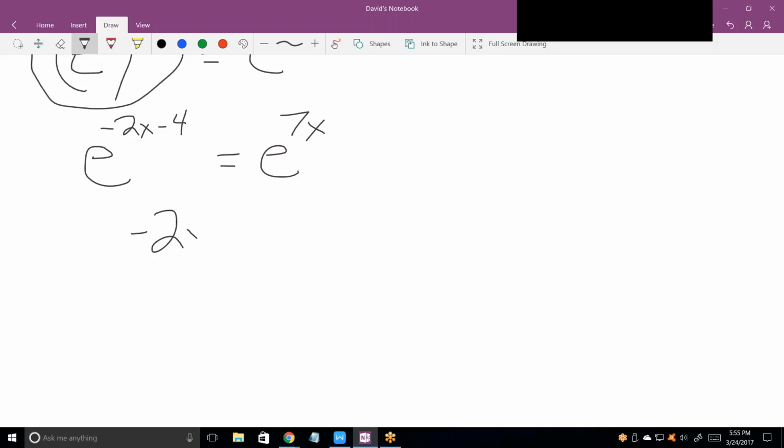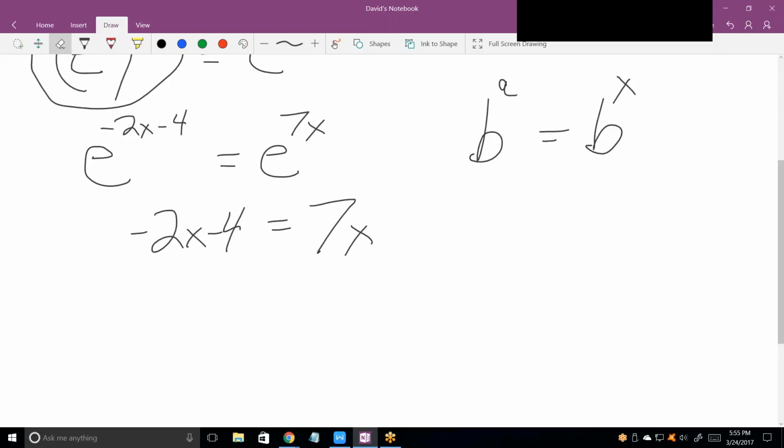Yeah, they got to be equal. There's no other possibility. In other words, when I have base to a equals the same base to x, then I know a equals x. No matter what the base is. In this case, the base is e, but it could be anything. As long as the bases are the same and the exponents are different, then you can equate the exponents.